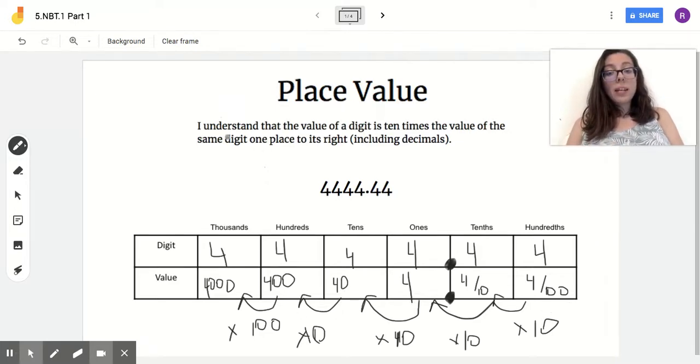So like we said, go back up to our learning target. I understand that the value of a digit is 10 times the value of the same exact digit one place to its right. So this number right here is going to be 10 times more than this number right here because it's one place value further ahead.